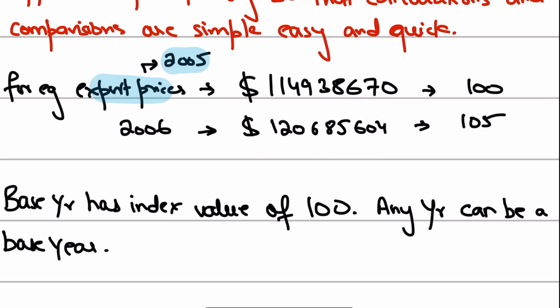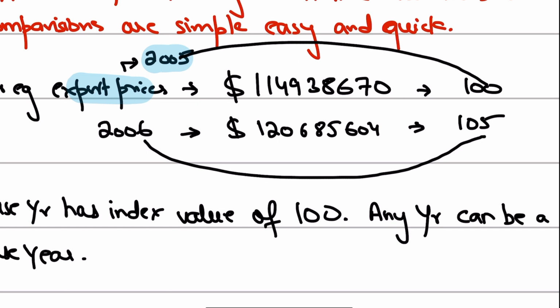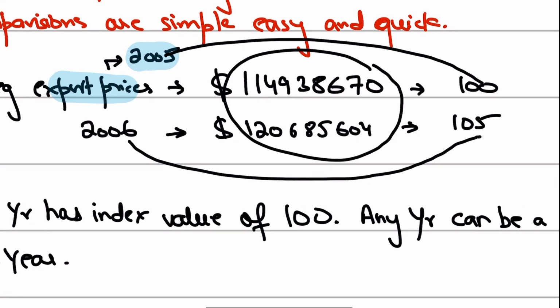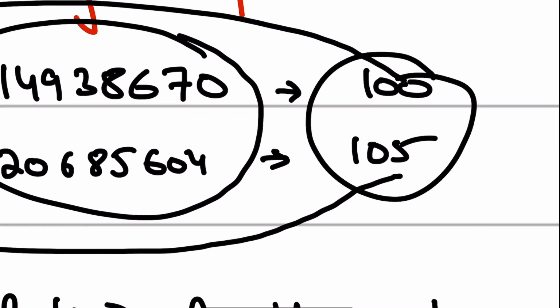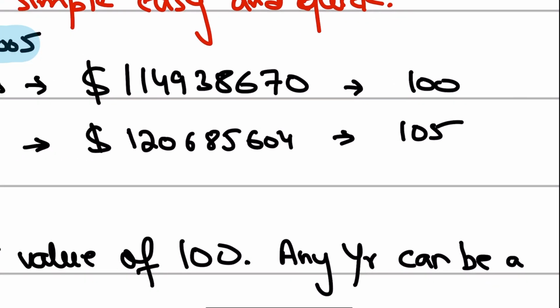What if I were to tell you that the index of export prices in 2005 was 100 while the index of export prices in 2006 was 105, and I asked you to calculate the percentage change by comparing the indexes instead of the actual export prices? Now 100 and 105 is quite simpler than these two numbers, right?